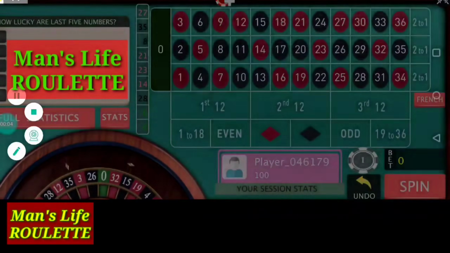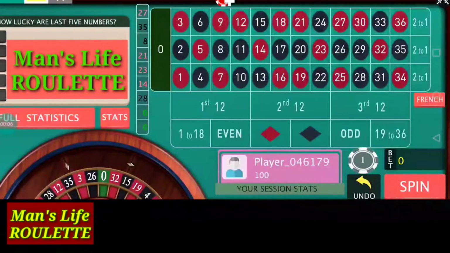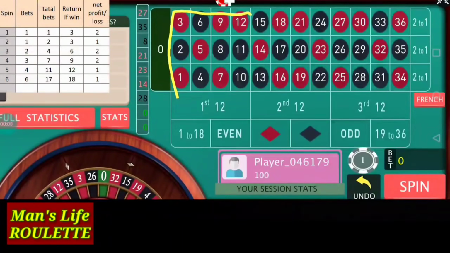Today we are going to discuss a dozen bet strategy. Every dozen has 12 numbers. If you bet on a dozen, then you will cover 12 numbers out of 37 from the table, and your return will be, for every single dollar you play and you win, you will get back $3. And this strategy is quite simple.